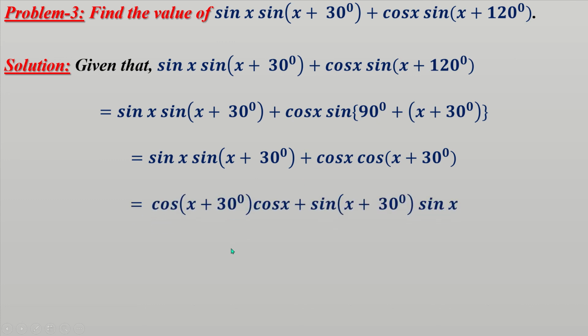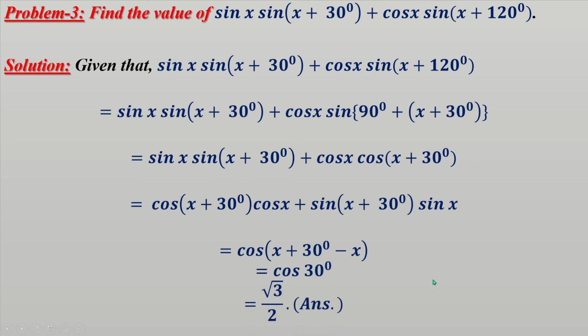Now write in order, this equals, you can write cos A cos B plus sin A sin B means cos(A−B). So this cut, we will get cos 30 degree equals root 3 by 2. This is the required answer.